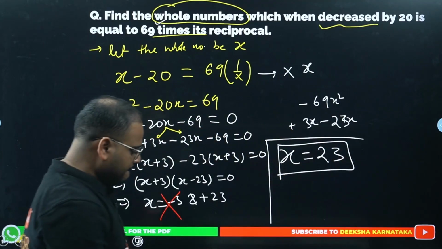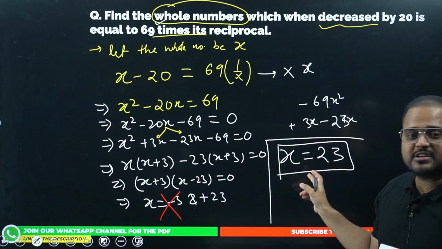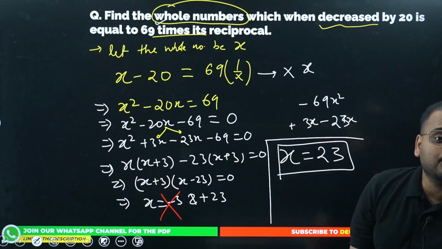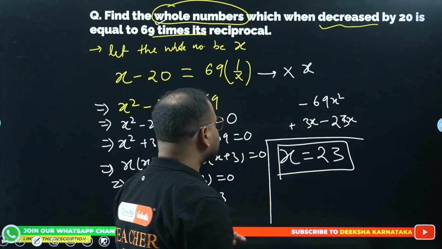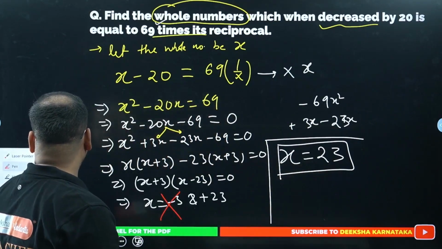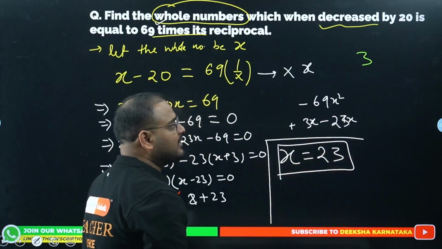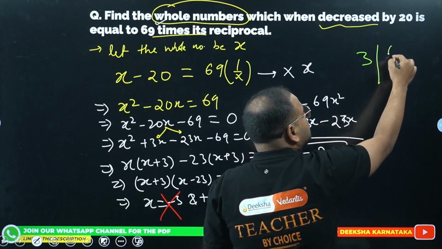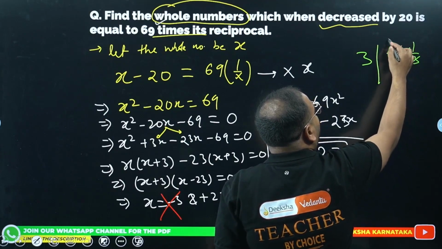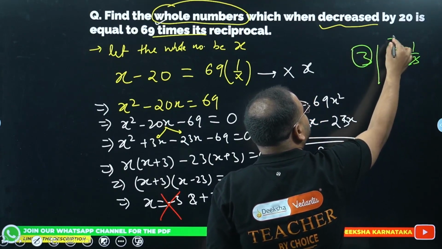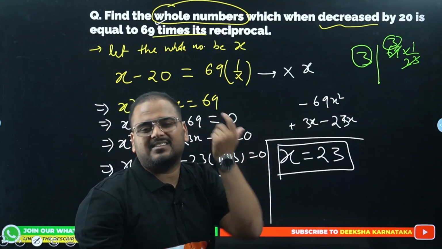Okay, if you want to cross check, let's check. Number decreased by 3. What happens if you decrease 23 by 3? Sorry, decrease by 20, no? My bad. Decrease by 20. If you decrease 23 by 20, what will this become? It will become 3. And they are saying this is equal to 69 times 1 by 23. Cancel it. 3. Obviously, LHS is 3, RHS is 3. What are you doing, sir, here? Just verification. They are not asking it. Just for our sake.